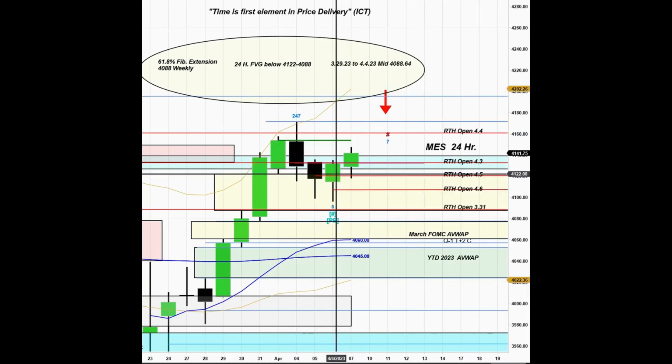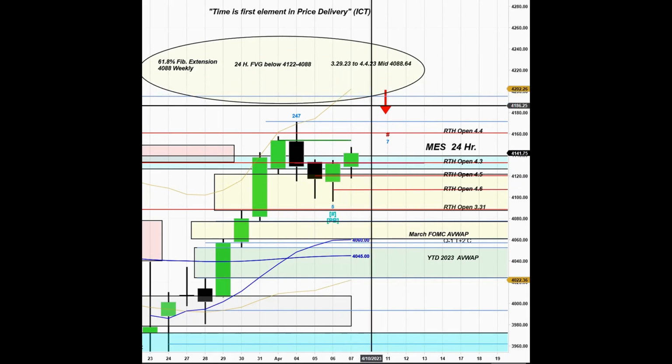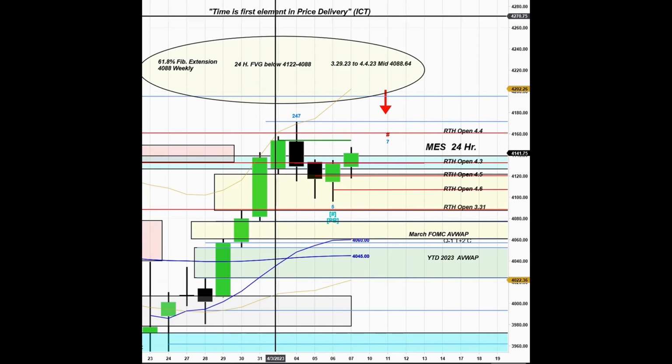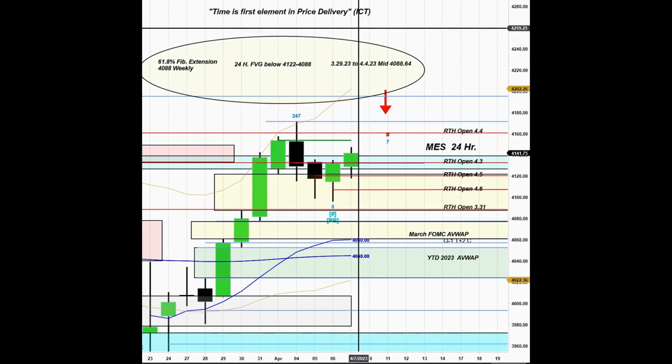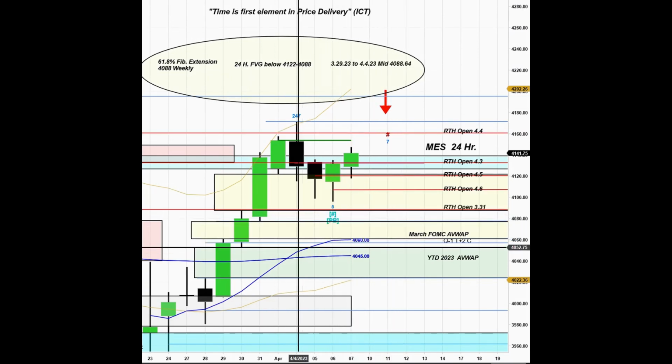So back to the 24. We've got a lot of confluence at this 4088, so that is the zone for me. I know the zone. What I don't have is the timing. So again, time is the first element in price delivery. That's what I learned from one of my mentors. And what I'm saying here is that wraps the charts.